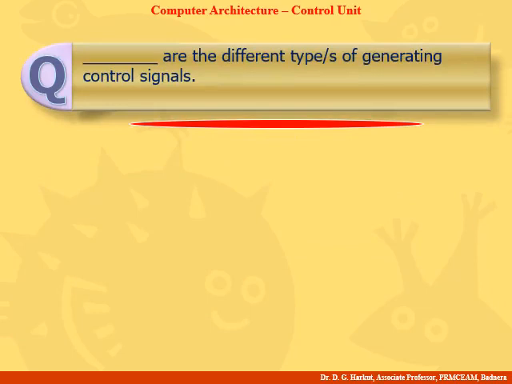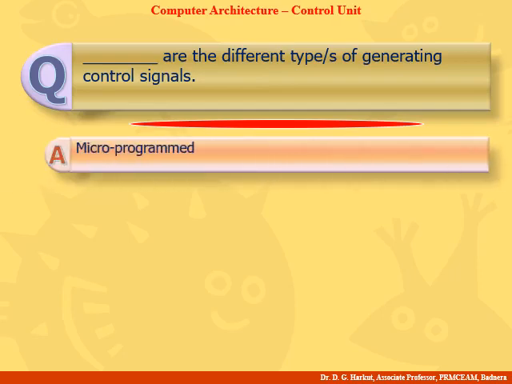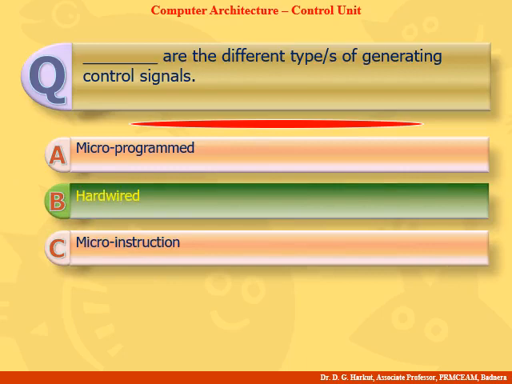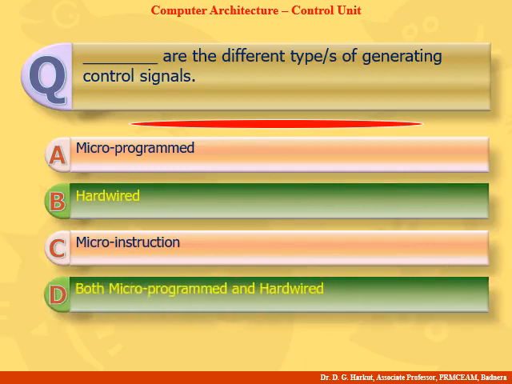Next, what are the different types of generating control signals? You need to identify different types. Options are microprogrammed, hardwired, micro instructions, both microprogrammed and hardwired. Right answer is microprogrammed and hardwired are the different types, rather different implementation types, for generating the control signals.